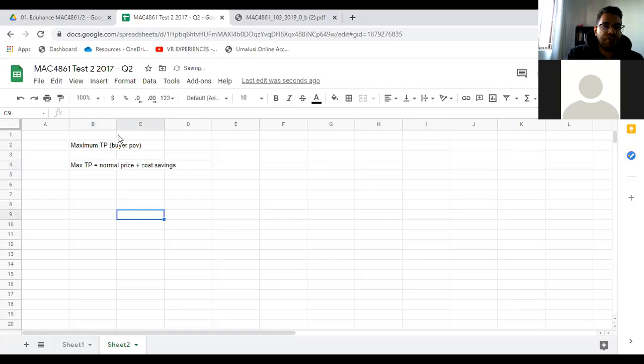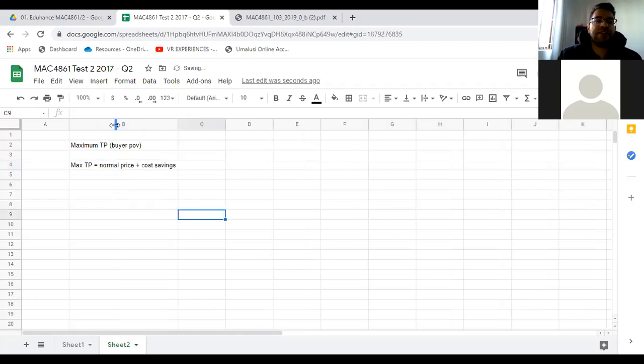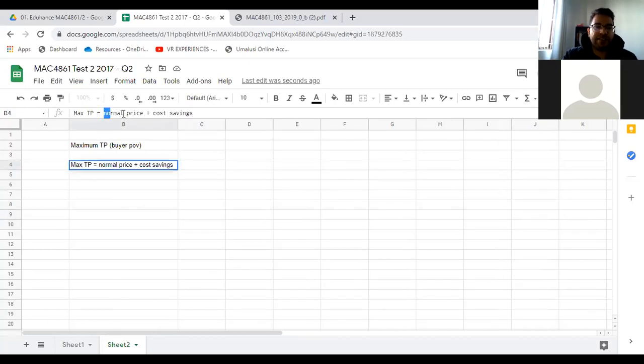So the assumption is that they're going to transact with each other. The main company wants the two divisions to transact with each other. So now they're going to ask you, what is the maximum price that the buying division is willing to pay? The maximum price that the buying division is willing to pay is the normal price plus a cost saving.